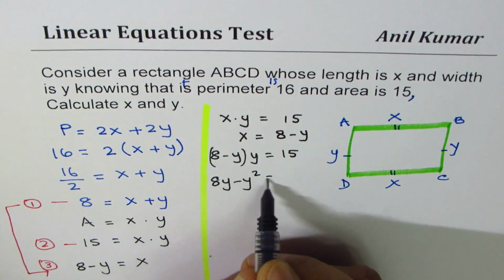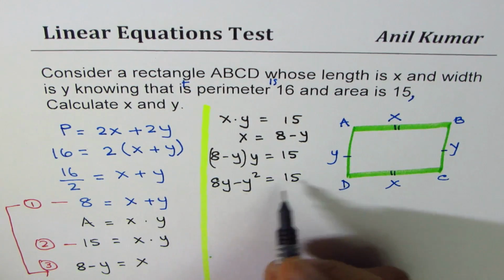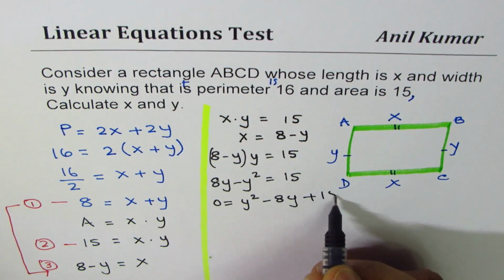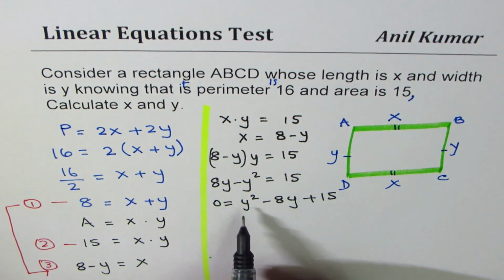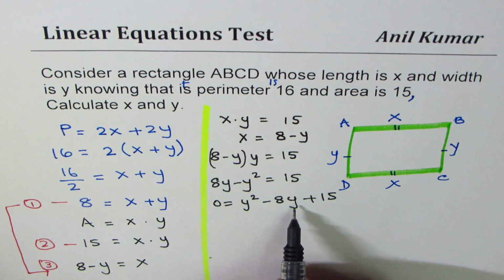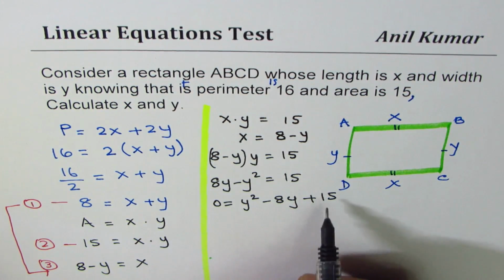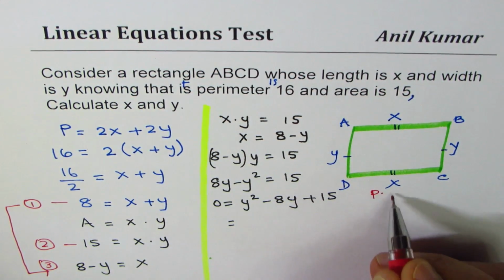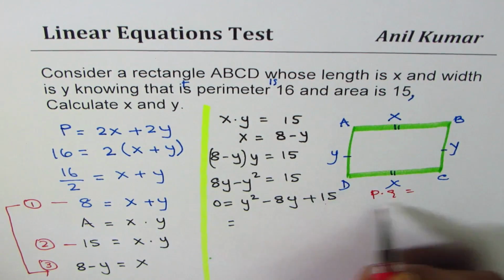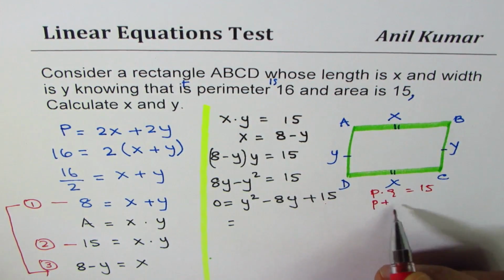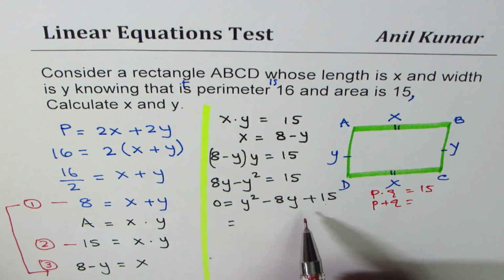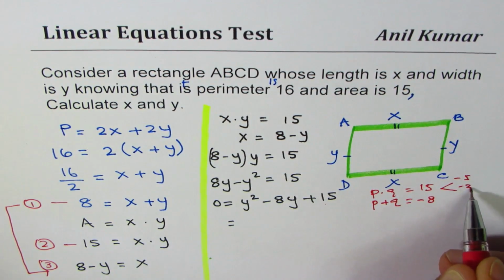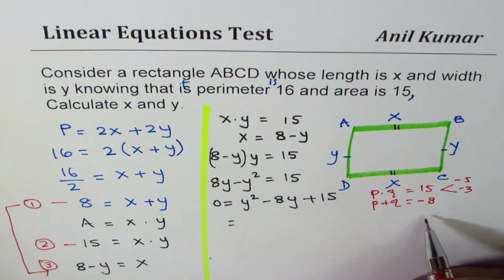8y minus y squared equals 15. Bring all the terms together. 0 equals y squared minus 8y plus 15. Now at this stage we can find the value of y. You could use the quadratic formula or you could factor. Here factoring is simple. We could find two numbers, let's say P and Q, whose product is 15, right? So I'm also teaching you a factoring technique since students may need it, right? And sum is -8. Two numbers could be -5 and -3. In fact, these are the only numbers which will give us this result.